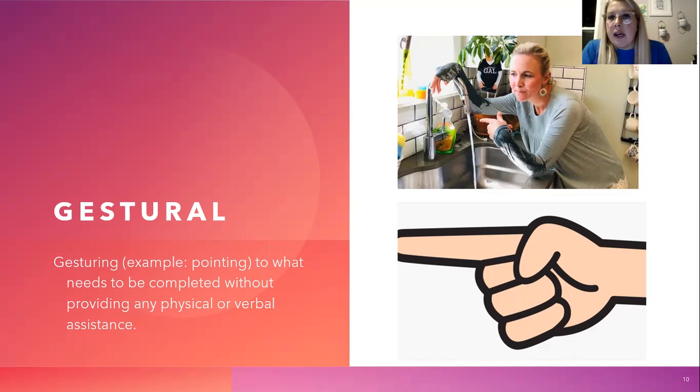So what this may look like is, in the top visual, you can see the mom is pointing to the sink, or the service provider is pointing to the sink to gesture to the client that it's time to wash their hands. Another way you could gesture to a client is maybe after using the restroom, maybe using a gesture like this. So like, now it's time to wash your hands. So a gesture can be anything that gestures to the target response without using any physical or verbal assistance in that prompting.